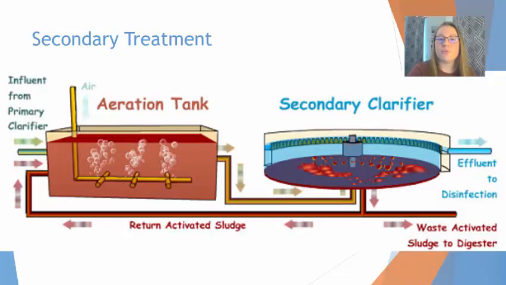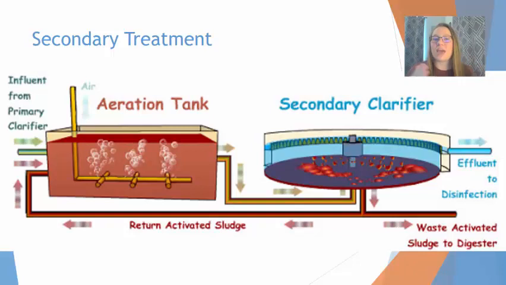Then the effluent from primary treatment becomes the influent at secondary treatment, and it comes into the aeration tank. Now, the aeration tank has a whole bunch of little air diffusers at the bottom, and it's a whole bunch of bubbles being pumped into the tank. There's also a whole bunch of good bacteria that's being added into the aeration tank, and that good bacteria is often called activated sludge. Now, that activated sludge, or the good bacteria, is going to break down all of the nasty stuff that's in the wastewater.